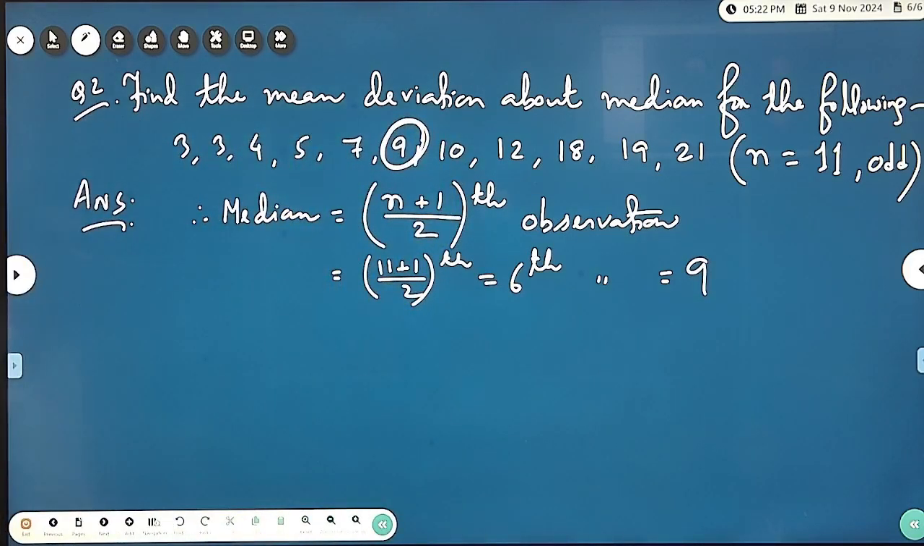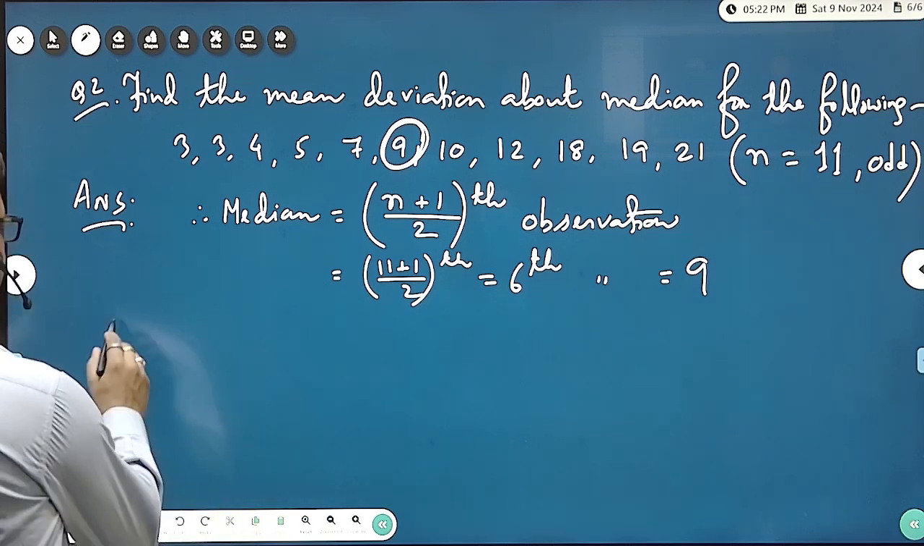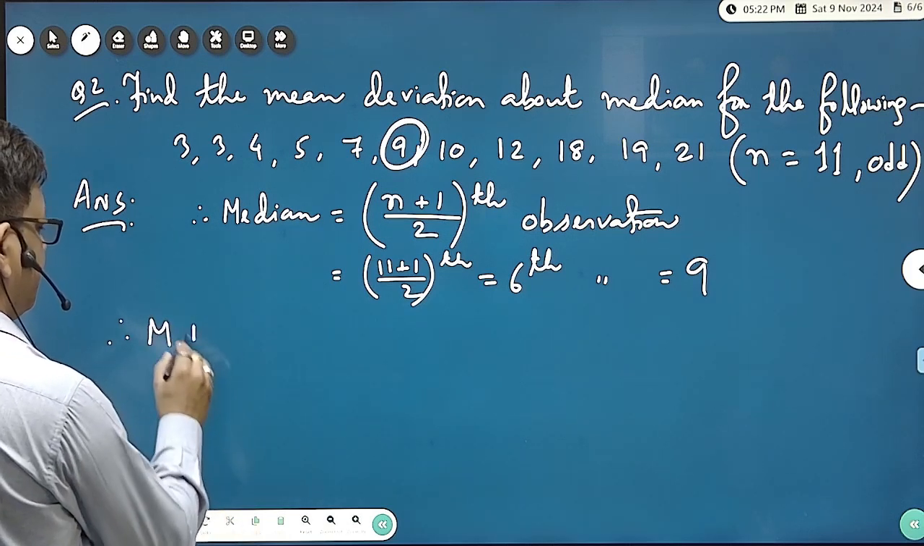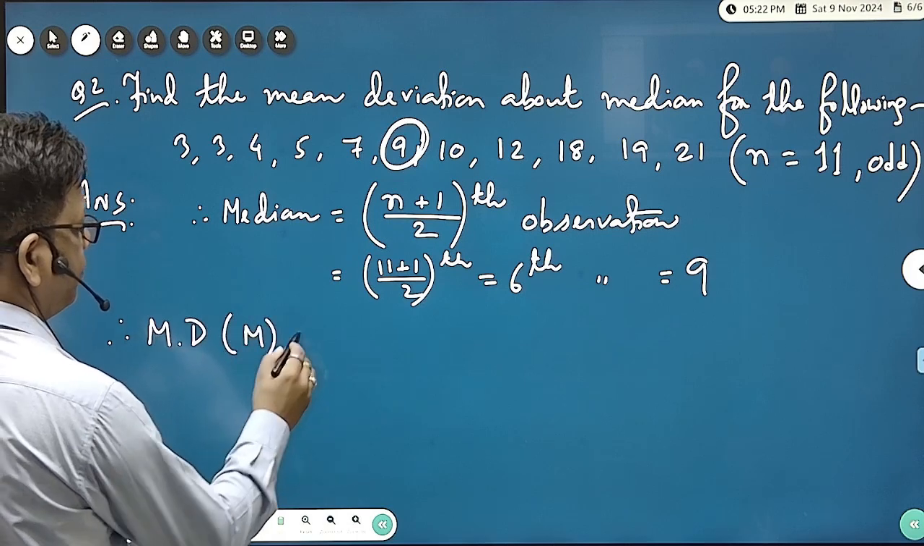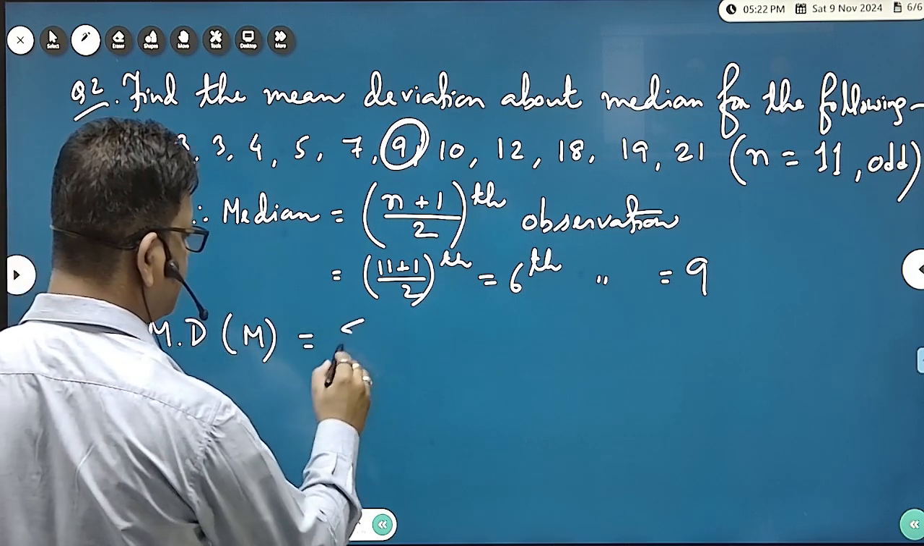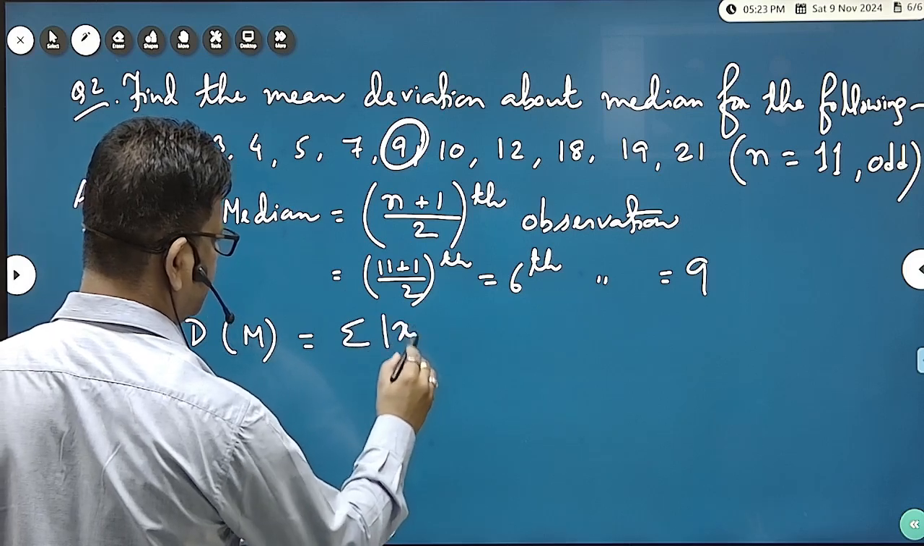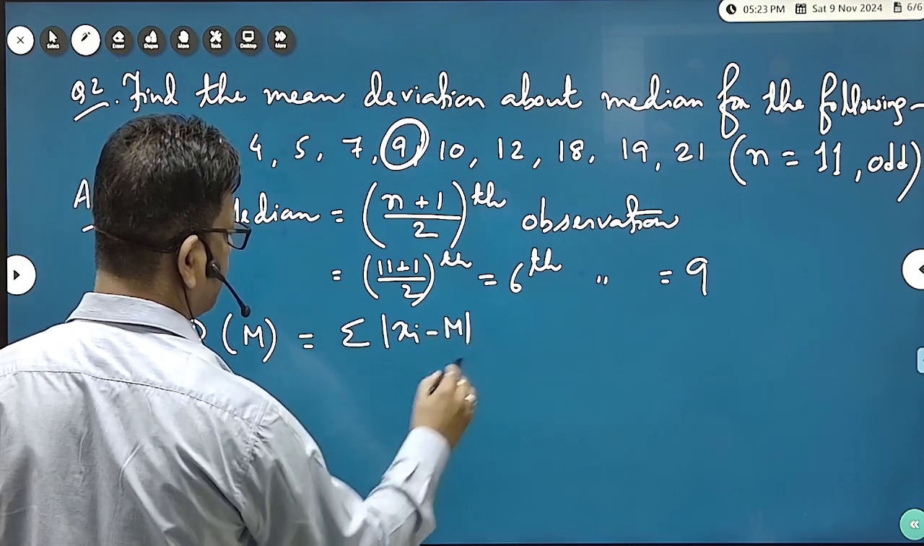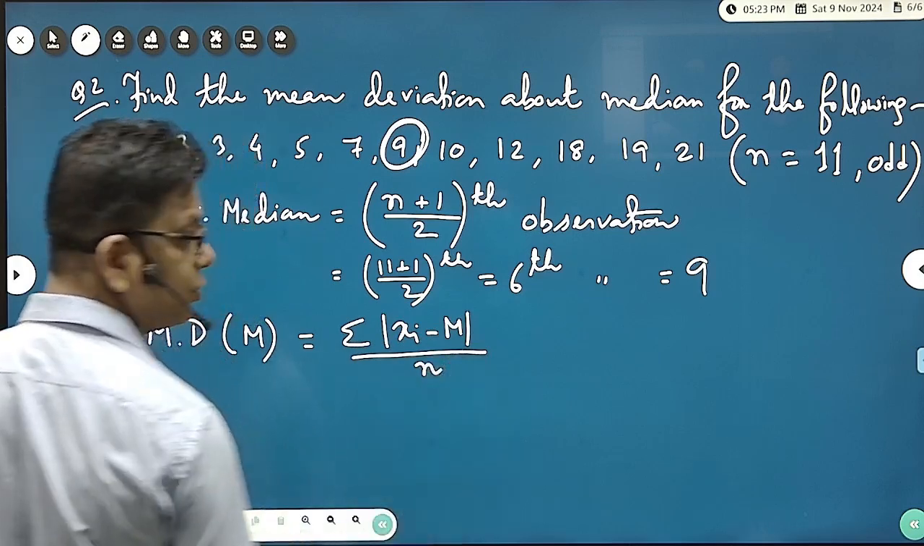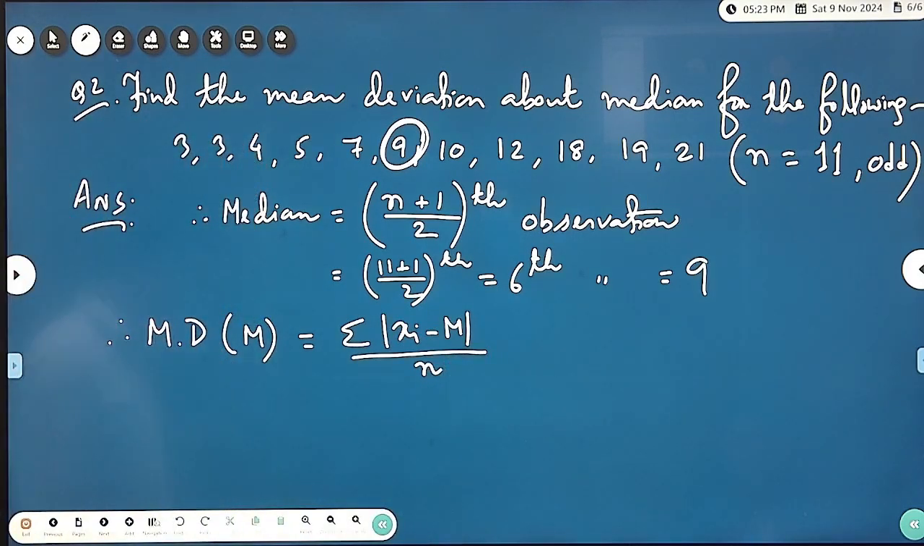Is it okay? Done now? So we got the median. Now the rest of the things we will try as it is. Therefore, mean deviation about m, about median. The formula is exactly the same, just it is the sum of modulus xi minus m, whole divided by n. Last time we subtracted the mean. Now you are going to subtract the median. Can you do it now?